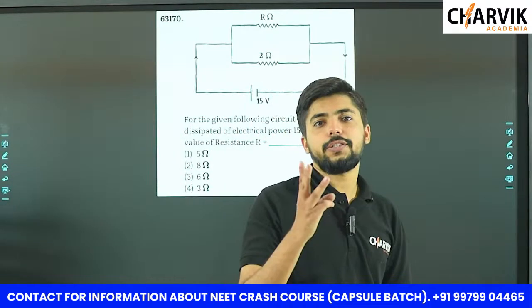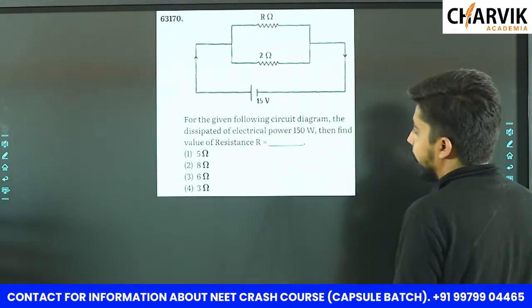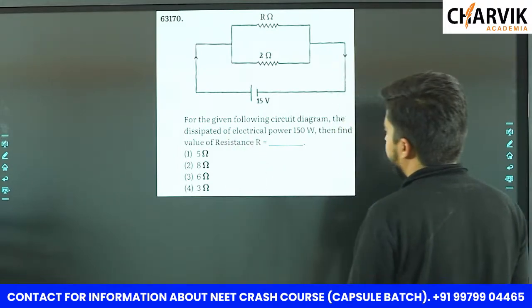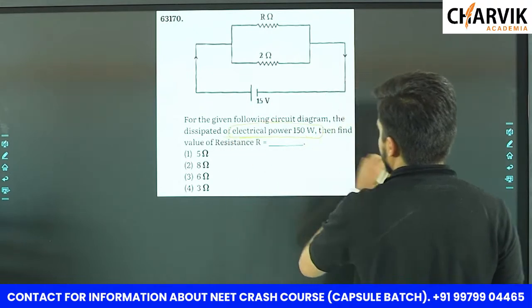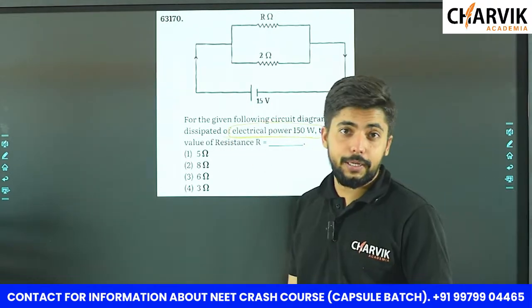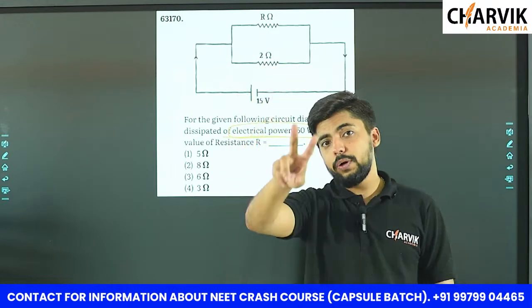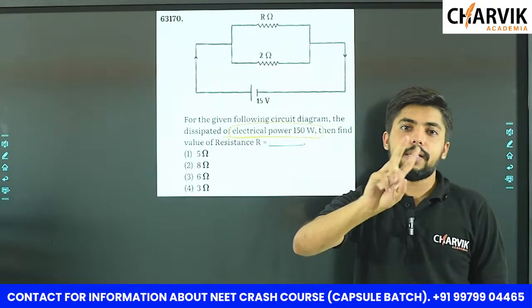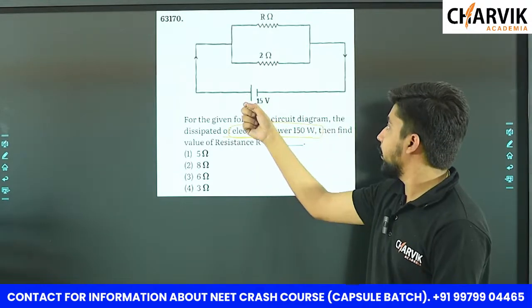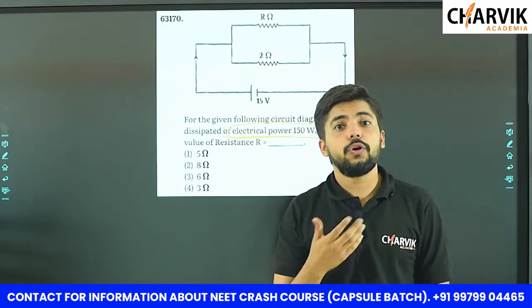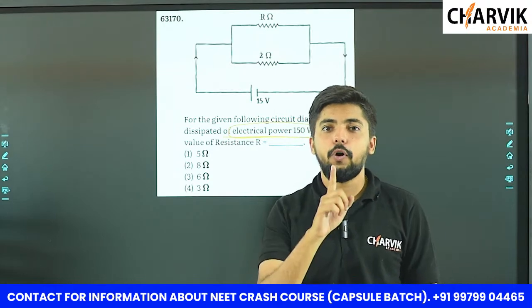Last 3 questions, guys. Okay. So what they are asking: the circuit is given, and for the given circuit diagram, the dissipated electric power is given, which is 150 watts, and find the value of the resistance. In the above given circuit, there are 2 resistances. The value of one is given as R, and the value of the other is given as 2 ohm. Also the voltage is given in the diagram, which is 15 volt. And what you need to find? You need to find the value of the resistance.